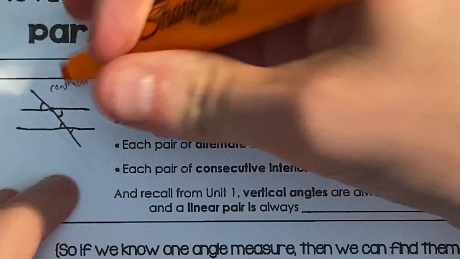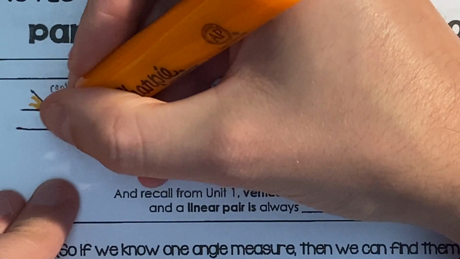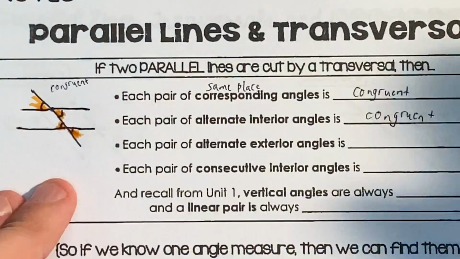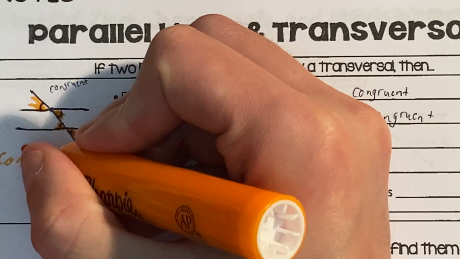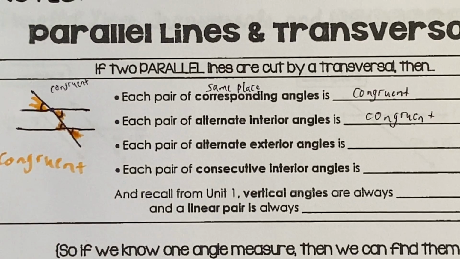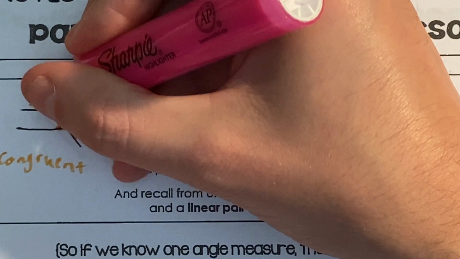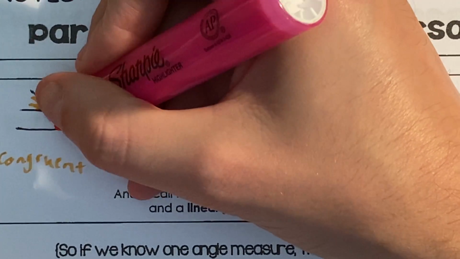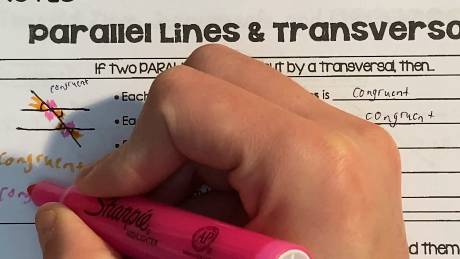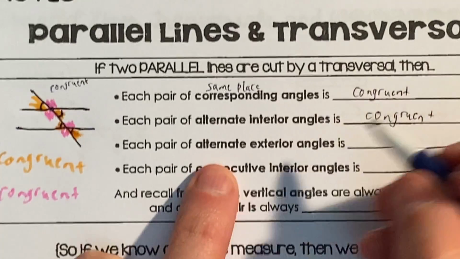Or if you're color-coded like me, this thing right here is the same thing as this thing right here, is the same thing as this thing right there. So everything that's orange is going to be congruent. And it works the other way as well. All the ones that I'm doing in pink are also congruent. So let's just keep going.